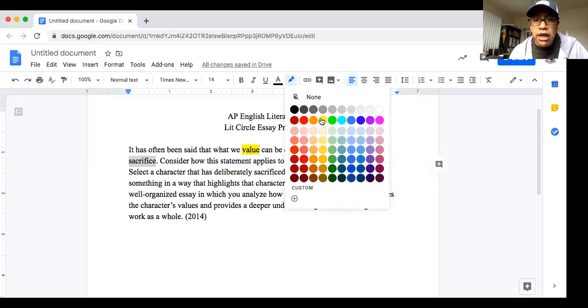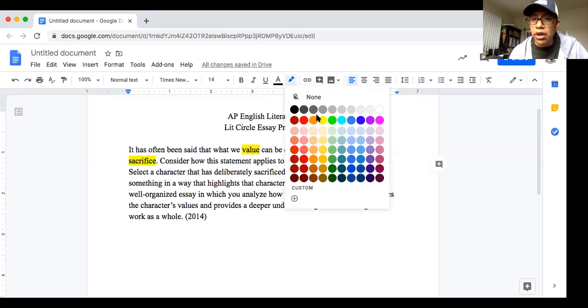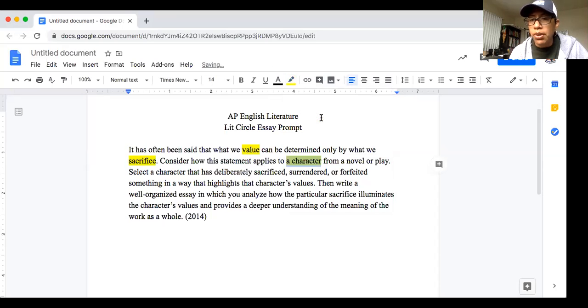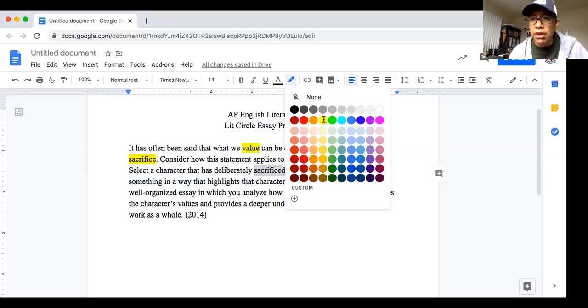since those are the key ideas in just even that first sentence. Then it says, consider how this statement applies to a character. I at first actually looked at this and I thought I was going to be able to do the two characters that go back and forth in my book, but I noticed the directions say a character, so I have to focus specifically on one. Then how does this character sacrifice, surrender, or forfeit something, right? So that's, again, another way of saying sacrifice.